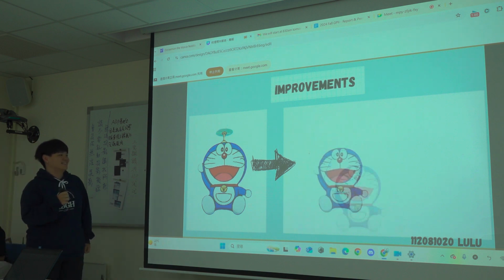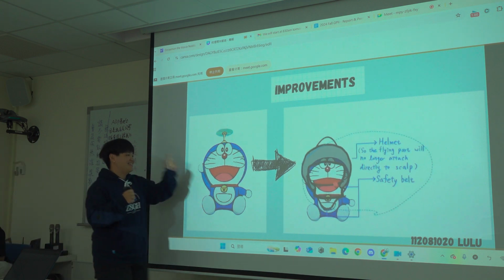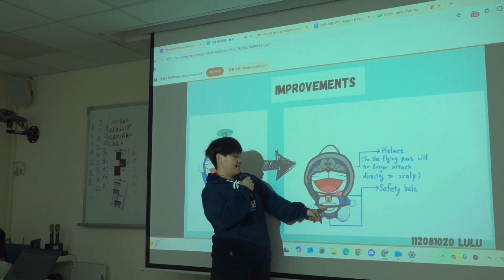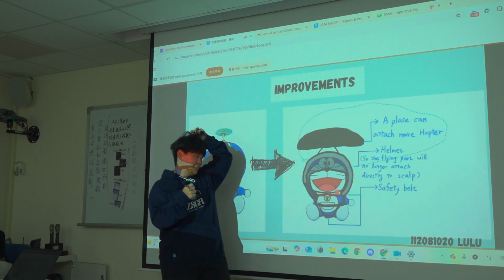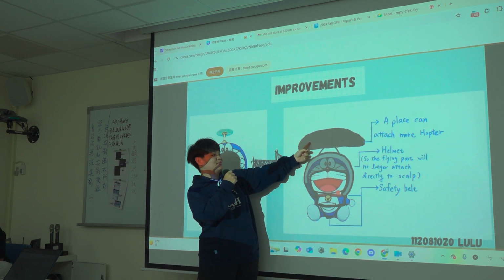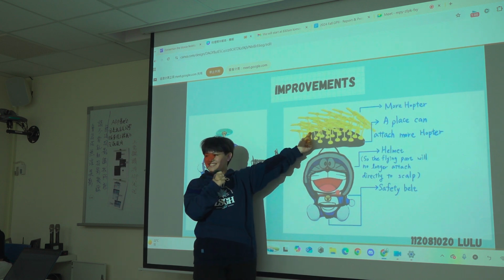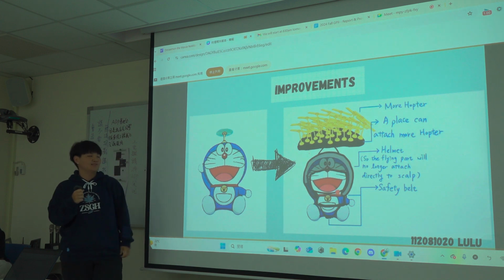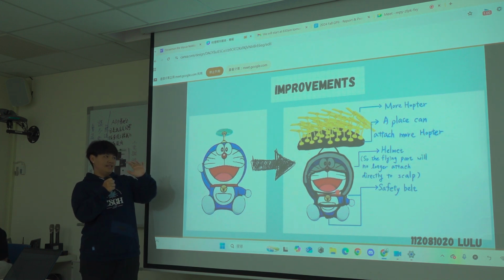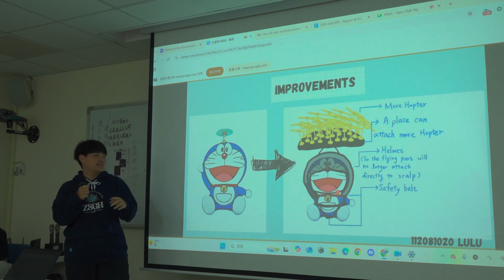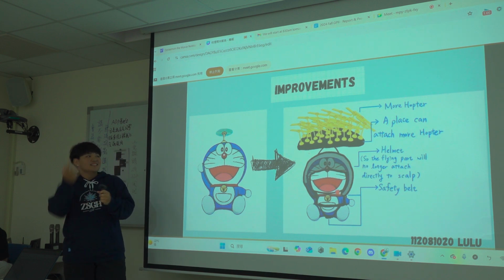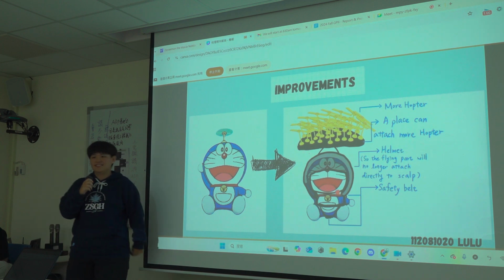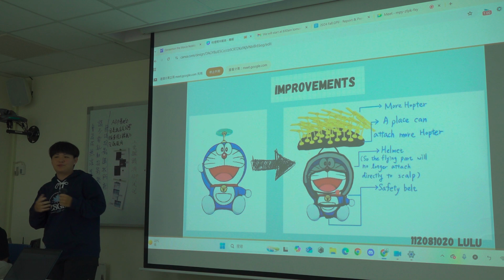Okay. It had no sound, so I think we can make a new Doraemon and make a helmet and a safety belt so that it will no longer scratch their head. And a plate which can attach more Hopters. It can carry more Hopters on it. And also, half of the Hopters have to spin clockwise and half counterclockwise to make an anti-torque. Yeah. Okay, this is my report.